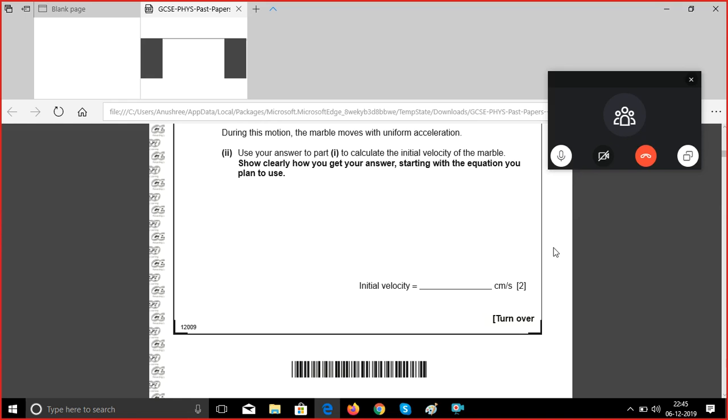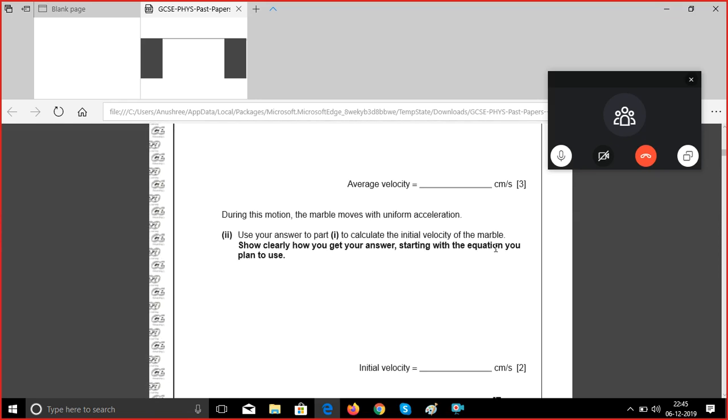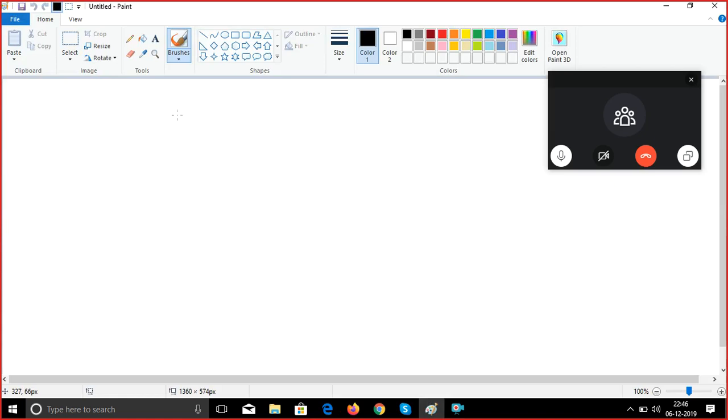No, wait. It's given as calculate the initial velocity of the marble. Show clearly how you get the answer. Now see, this stone has moved from this point to this point. That means initially it was moving and ultimately it comes to rest, because from the moment it leaves the person's hand it takes 4 seconds to come to rest. That means the final velocity is 0 because it has come to rest, and the initial velocity we have to calculate. Now, what is the average velocity?